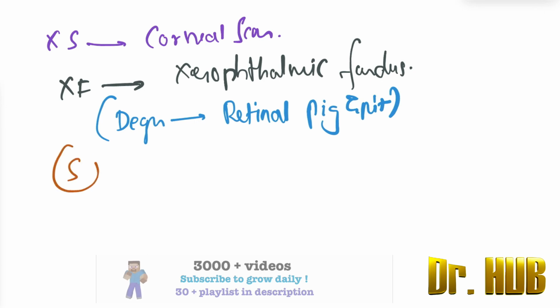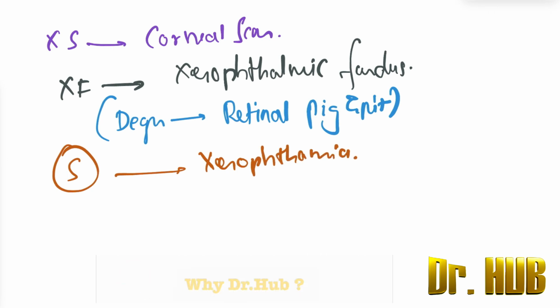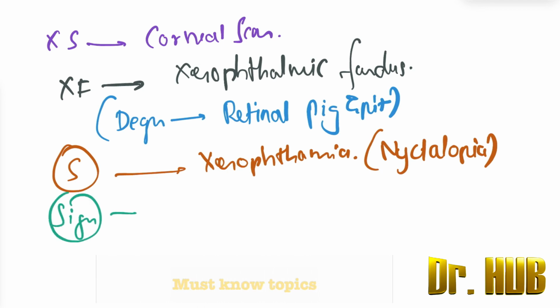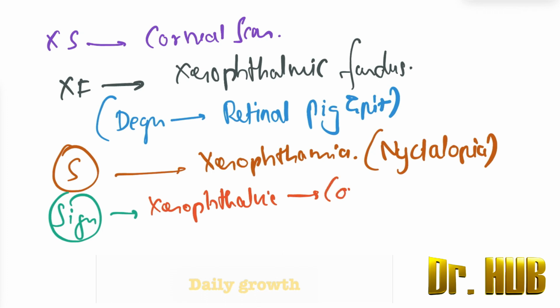Now we'll look at the symptom and sign. The first symptom of xerophthalmia is nyctalopia. The first sign of xerophthalmia is conjunctival xerosis. So the first symptom is nyctalopia, and the first sign is conjunctival xerosis.